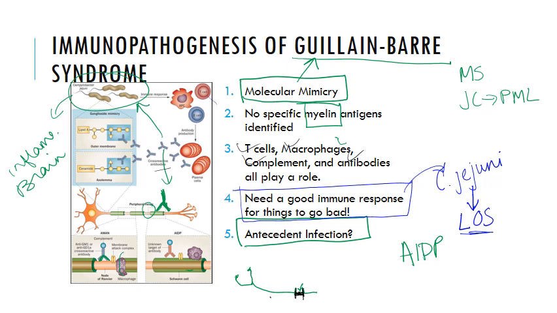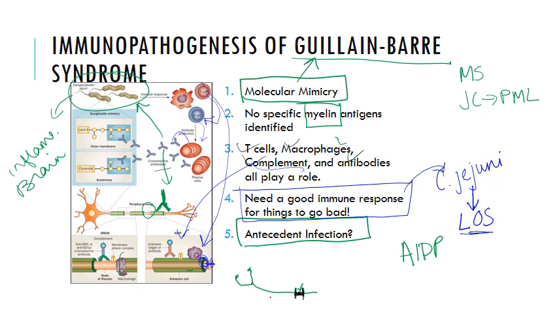You have to have helper T cells that are going to help the B cells become plasma cells to make the antibodies. If you have helper T cells, you have really nicely activated macrophages that are going to chew away at either the myelin or the nodes of Ranvier, or the axons that are exposed there. Complement is going to be recruited because we have inflammation. When we have complement and we have antibodies, we've got a party, or at least an inflammatory party.